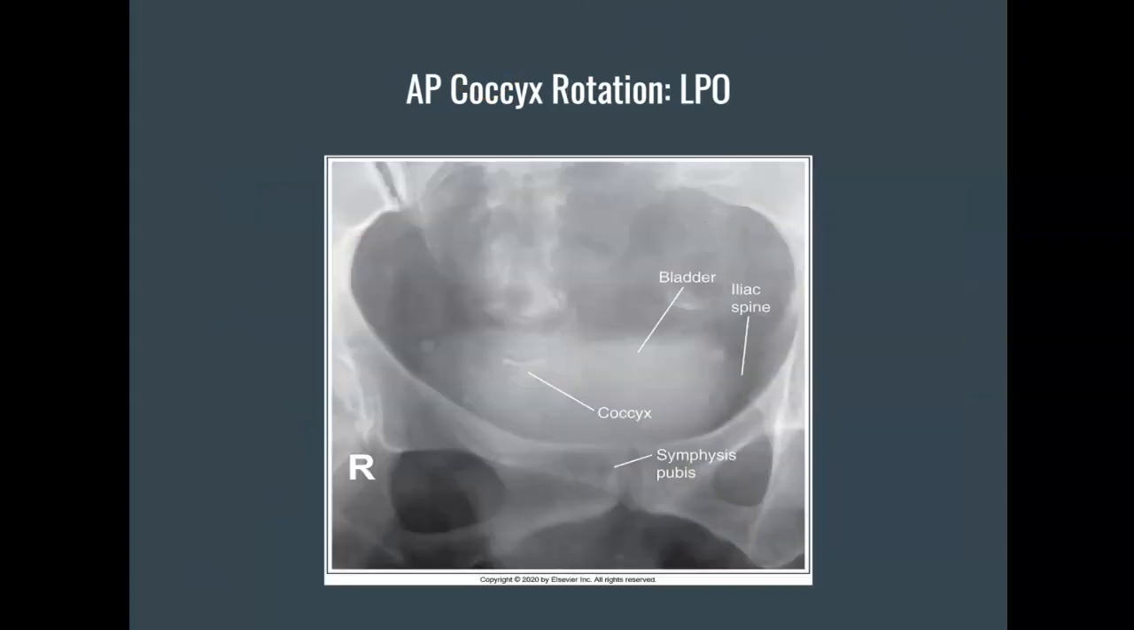In this image, again, the coccyx is misaligned with the pubic symphysis. It is, this time, closer to the right side, indicating that the right side is the side that's furthest away from the IR, and the left side is the side down. And the patient is in an LPO projection. We need to shift the patient so that their mid-coronal plane is parallel with the IR.